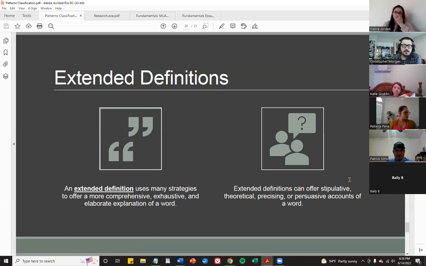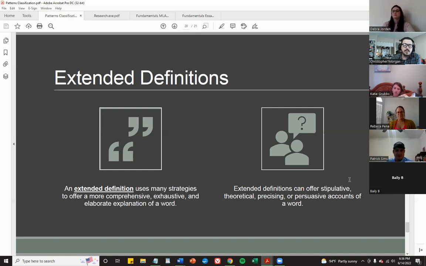Sometimes you want to throw out definitions that are very extended to offer a very precise definition of a word, right? I keep coming back to the idea of freedom. The Declaration of Independence is in a way an argument that is making a very precise definition of what specifically are the conditions under which a political unit severs itself from a larger political unit.